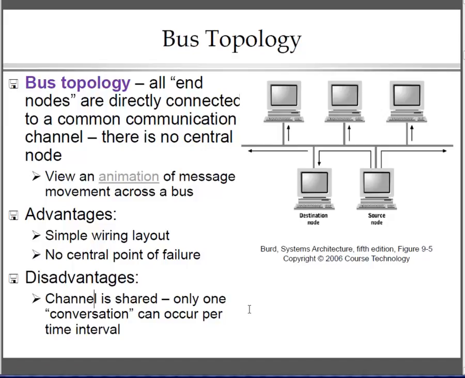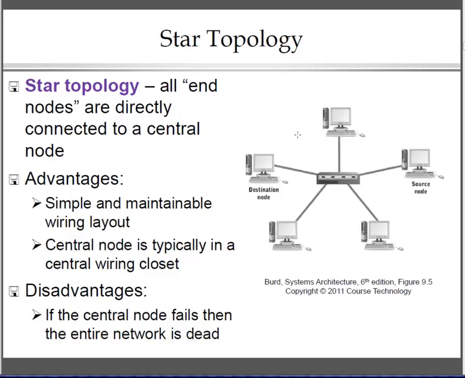Okay, so big advantage, no central point of failure, simple wiring layout. Disadvantage, because we're dealing with shared connections, there's the possibility that somebody's got to wait. Whereas in the star network, if all 5 of these nodes want to transmit directly to this central switch at once, no problem doing that because they've each got their own dedicated connection in order to do it.